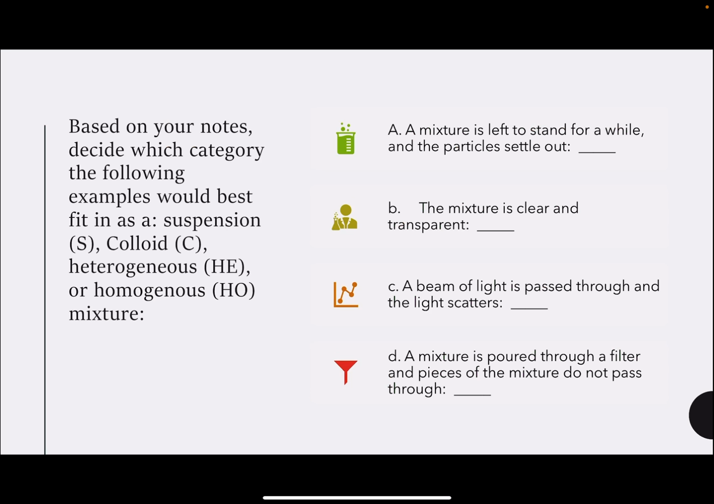So, our mixture is left to stand out a while and the particles settle out to the bottom. So, because they're settling out to the bottom, that means they have larger particles. So, if they have larger particles, it could be a suspension or heterogeneous. For this one, we're going to choose S for suspension. Now, this could be like if we had sandy water, like we saw in class, that those big particles of sand would settle out to the bottom.